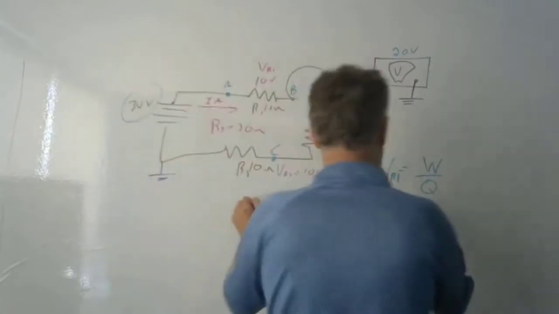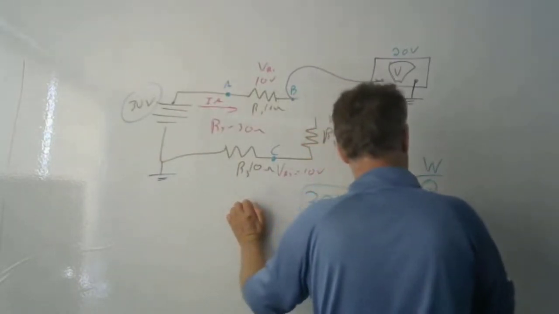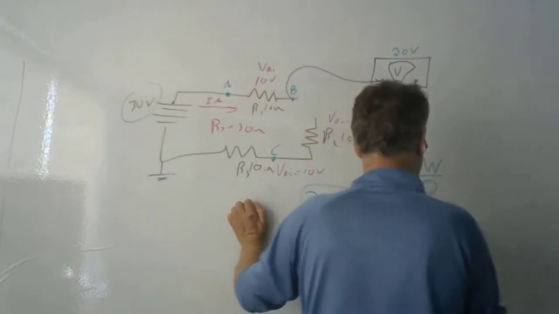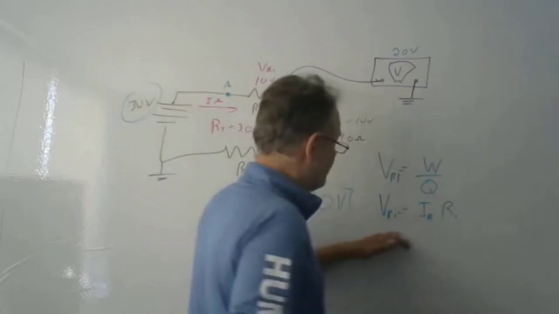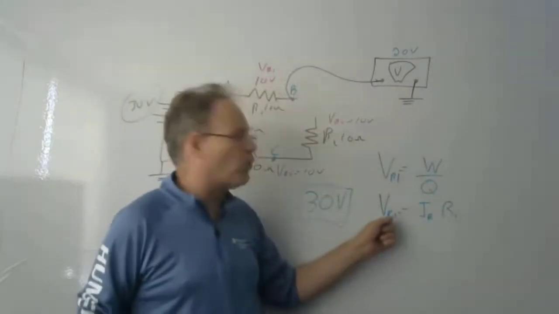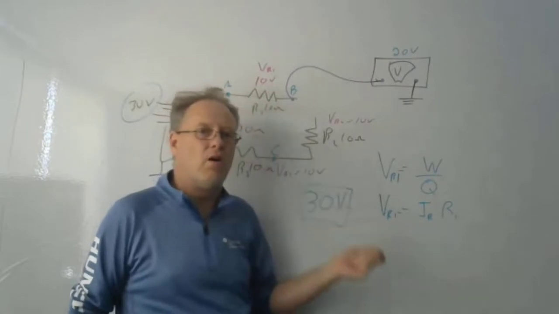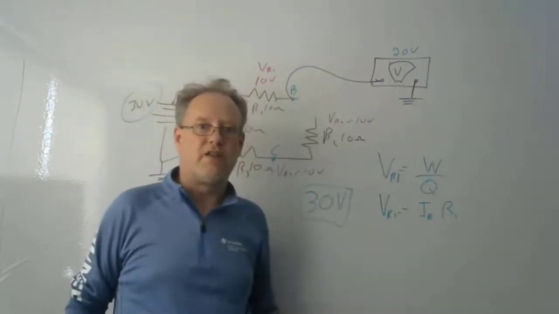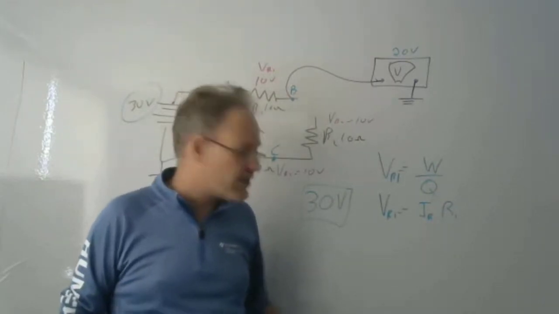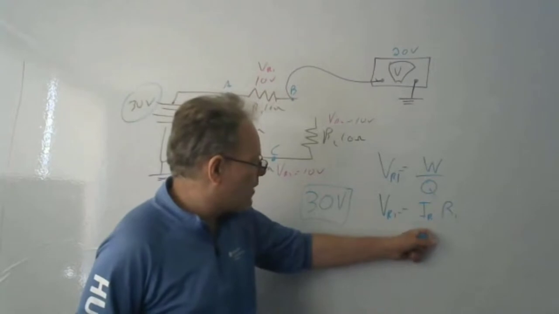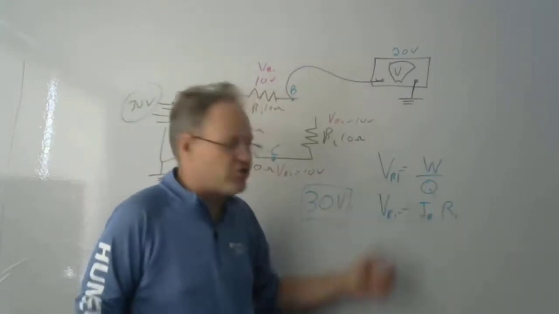The other way to look at it is like this. I know that VR1 equals I R1, current times resistance. So in this case, what's the voltage drop across that resistor? Well, it's no. It's just no. It's not even a matter of calculating it. The reason is because there's no current. I mean, there is some resistance, but the current's zero, so the voltage drop is zero.